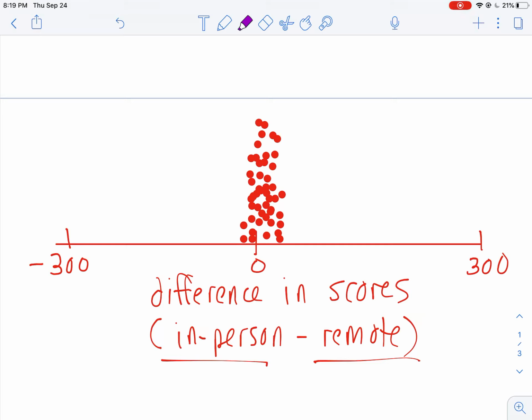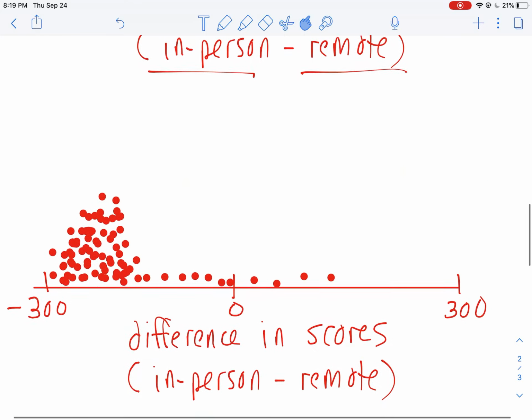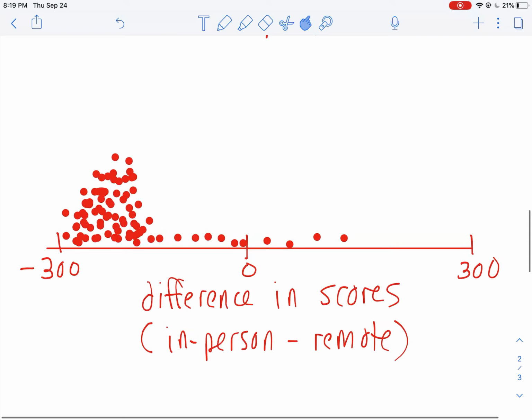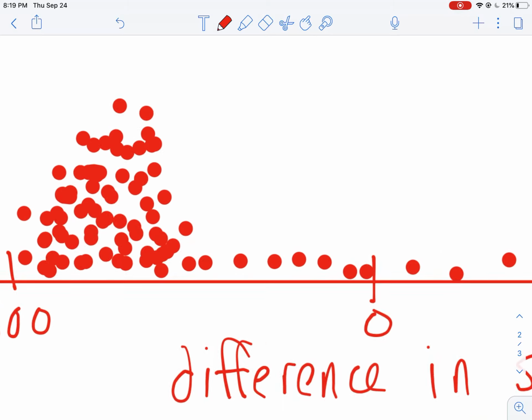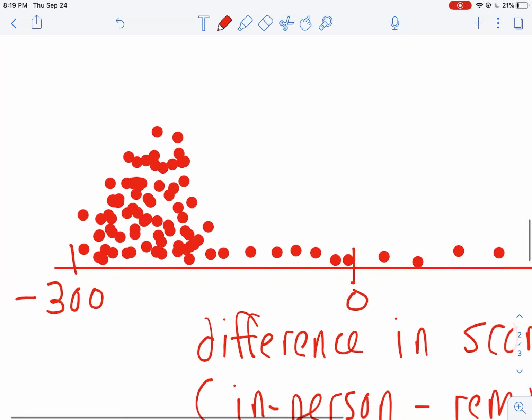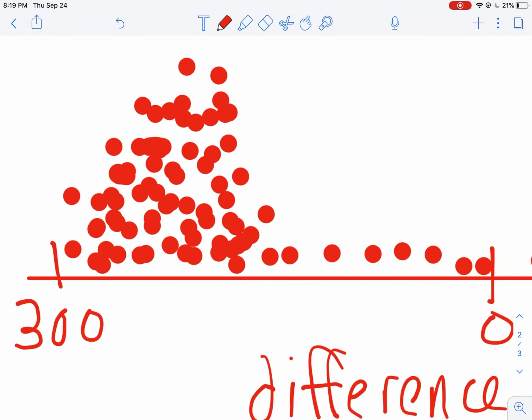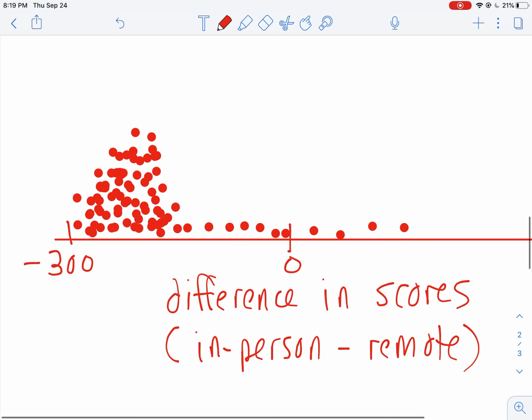Because if there was a difference, I really shouldn't be seeing all these differences of 0. However, if I saw something like this, right? If I took the difference in scores, and I took those matched pairs that I did, those similar people, matched up their scores. And then I looked, negative 300. I see a lot around here, a lot around here.